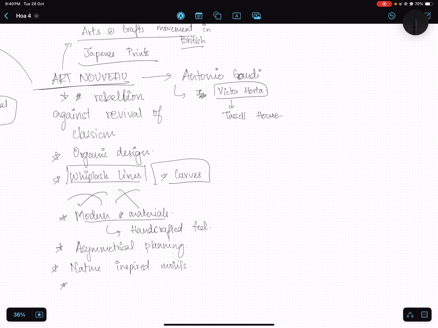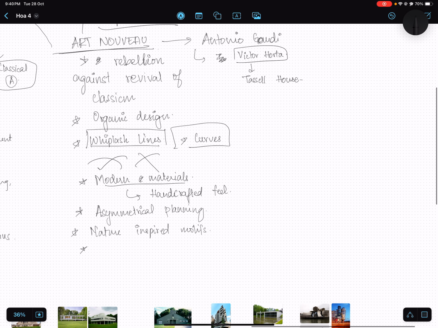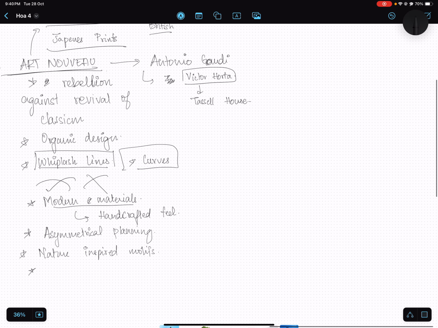So Art Nouveau involved a lot of ornamentation, but handcrafted ornamentation and decorations, and were more organic. They had a lot of curves. They were against the revival of classicism. They were asymmetrical. Then came Art Deco, which was the opposite of Art Nouveau.